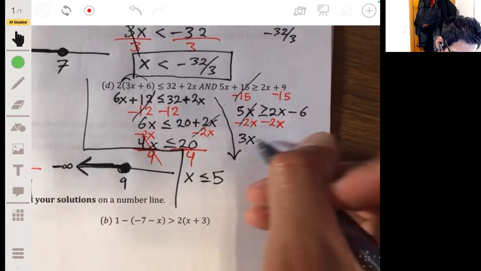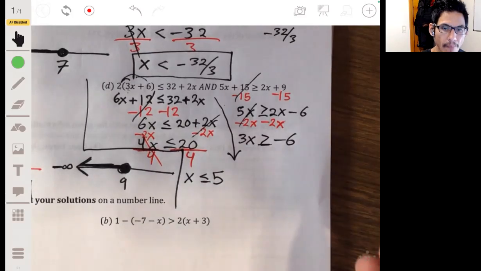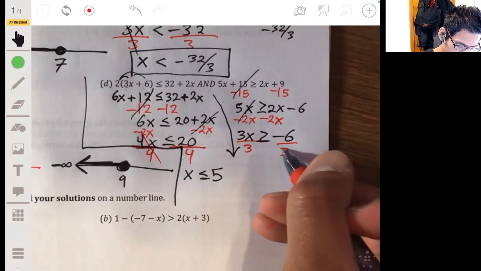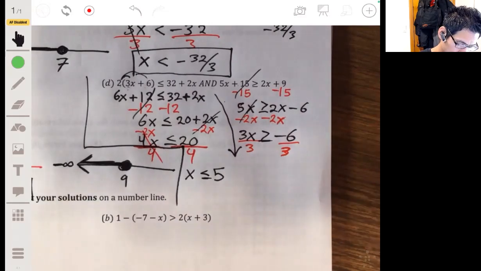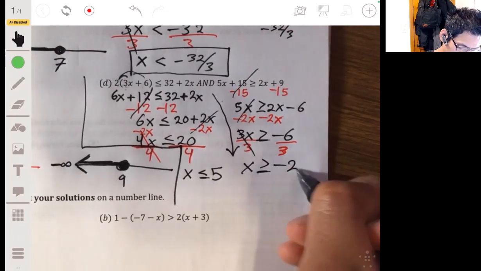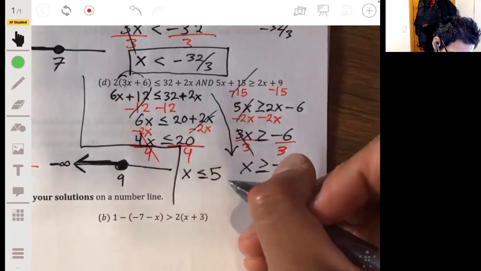We'll get 3x is greater than or equal to negative 6. And then divide by 3. And we'll get x is greater than or equal to negative 2. And remember, it's saying "and".